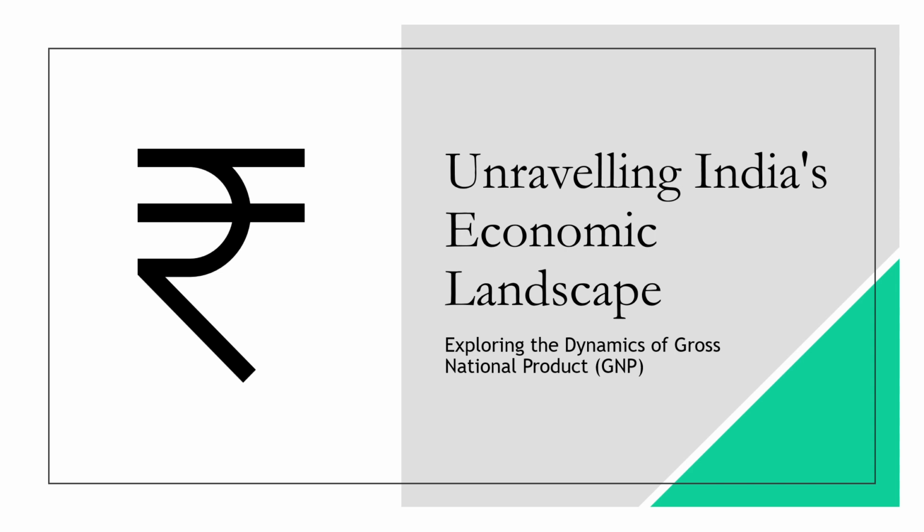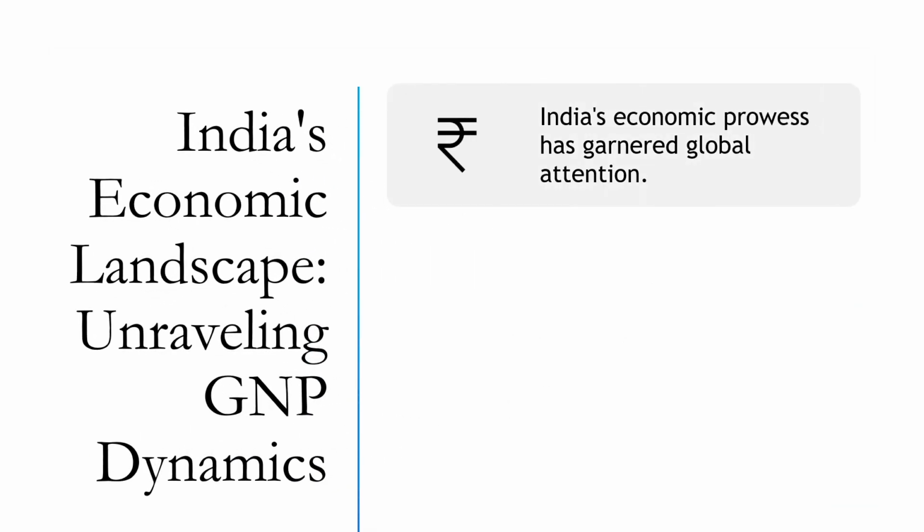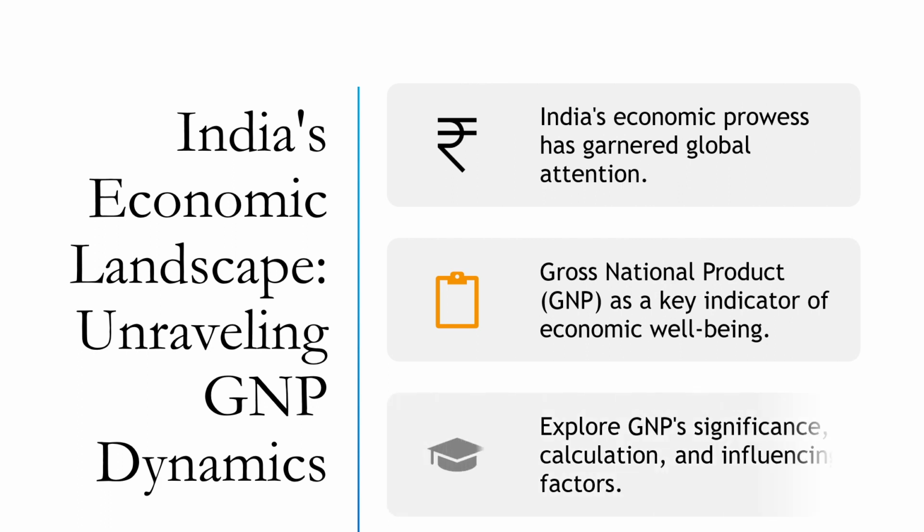India, a land of remarkable diversity, has undergone significant transformations in recent decades. As one of the world's fastest growing economies, it has garnered global attention for its economic prowess. Gross national product is a key indicator that sheds light on the economic well-being and prosperity of a nation. Let's look into the understanding of India's gross national product: what it is, how it is calculated, its significance, and the factors that influence its trajectory.